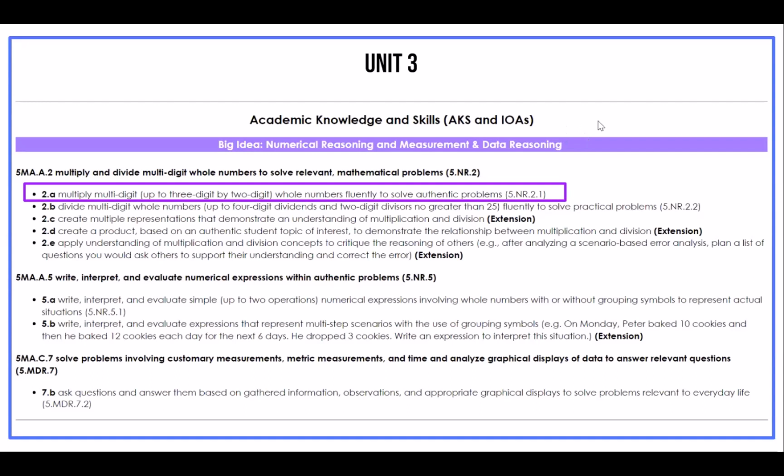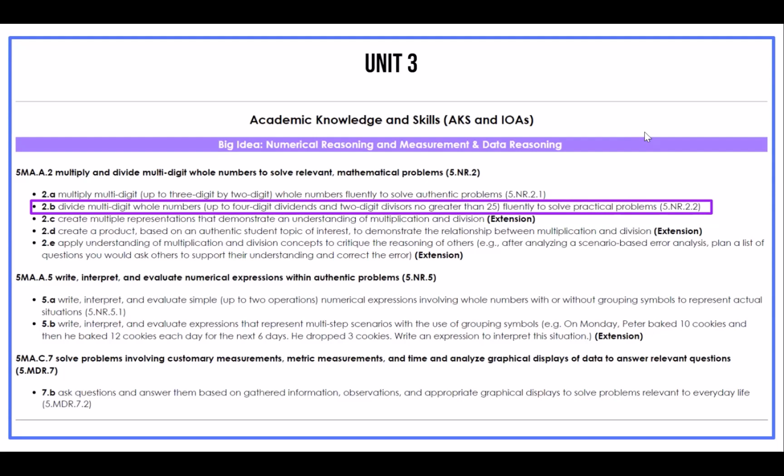Our first AKS in the unit, 5MA.A.2, has 2 IOAs. With IOA 2.A, students will multiply multi-digit up to 3-digit by 2-digit whole numbers fluently to solve authentic problems using a variety of strategies. Students may use, but are not limited to, partial products or area models. Additionally, students may use a standard algorithm by making connections to previous part-whole strategies. Students should choose a strategy that makes sense to them based on the problem.